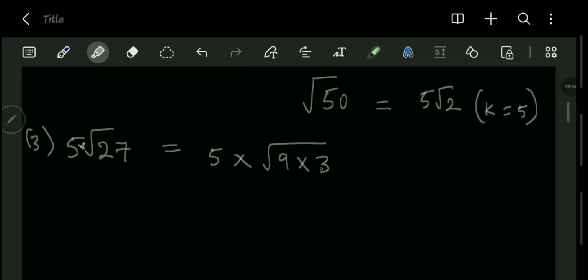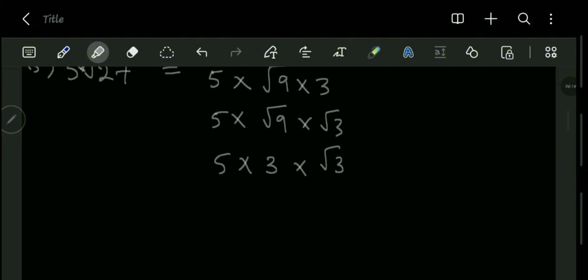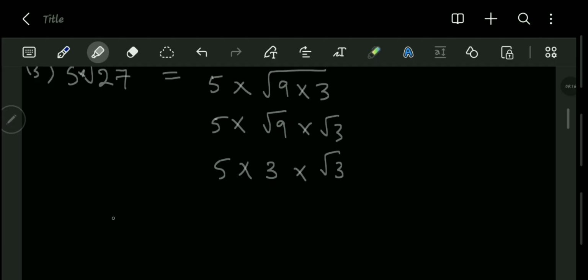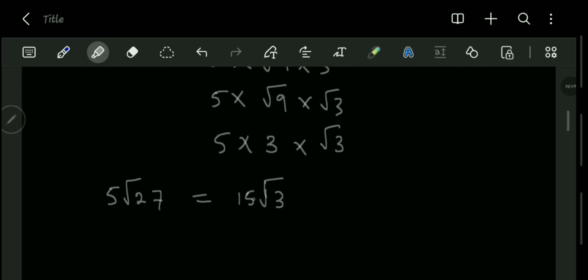So if I split this up, I'm going to have 5 multiplied by surd 9 times surd 3. Are you seeing that? And this is a perfect square, so I'm going to have 5 times 3 multiplied by surd 3. 5 times square root of this is 3, then multiply by this. So when I multiply all this together, I'm having that 5 surd 27 is just 15 surd 3. In this case, the k here is just going to be the integer here. That's k here is going to be 15.